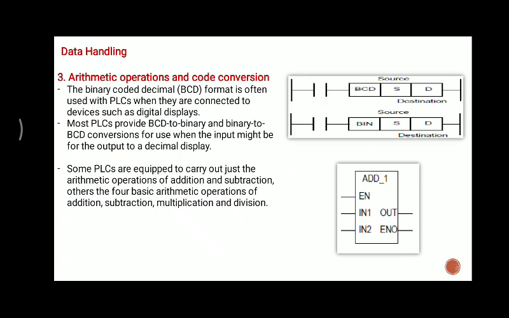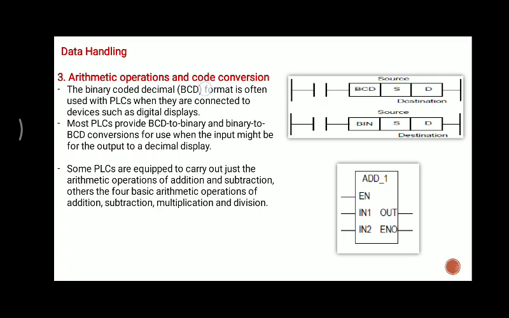Now the third point from the data handling is arithmetic operations. Normally a PLC provides operations like addition and subtraction, but if we require multiplication or division, you need to use this kind of format. Here in this format, addition is used. You can use other arithmetic operations over there also. This is input 1, input 2, and output 1. At this end you will get the output, and this is the input end. So addition will take place.